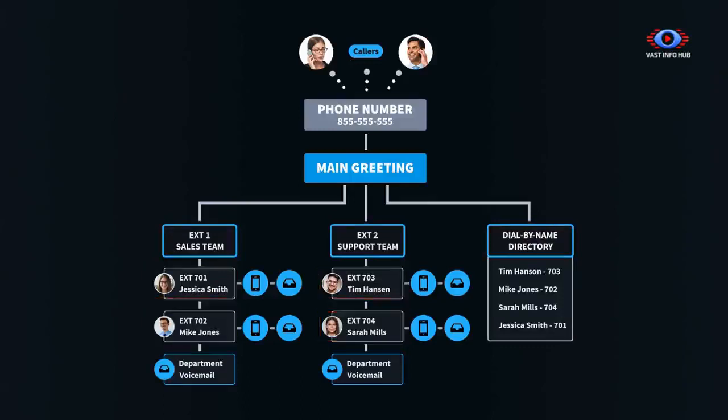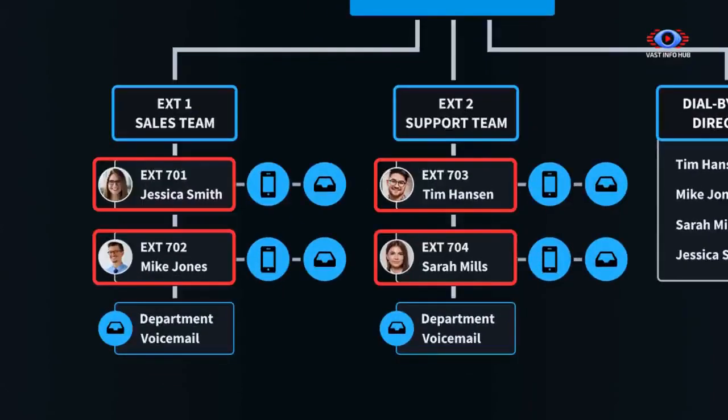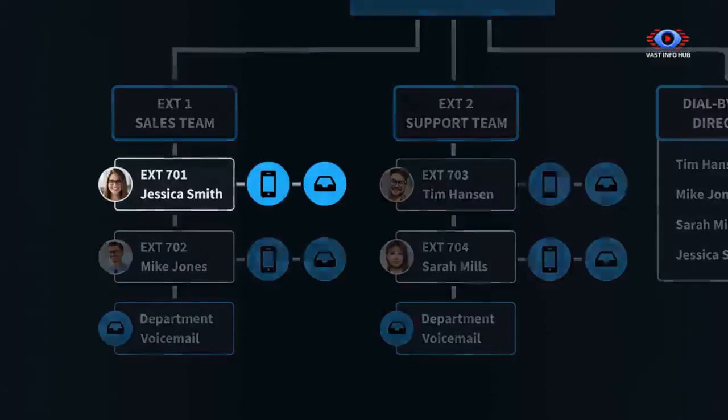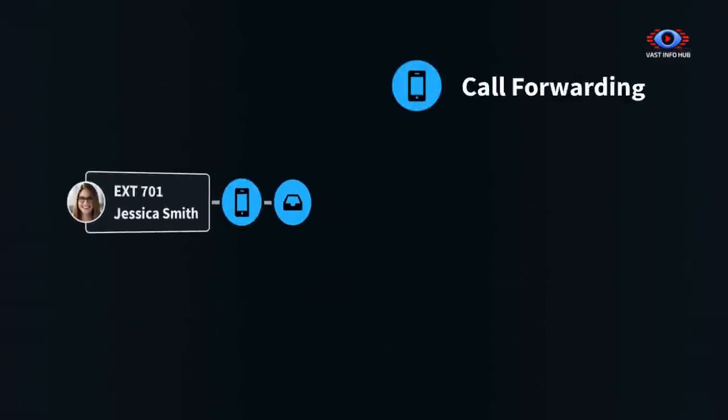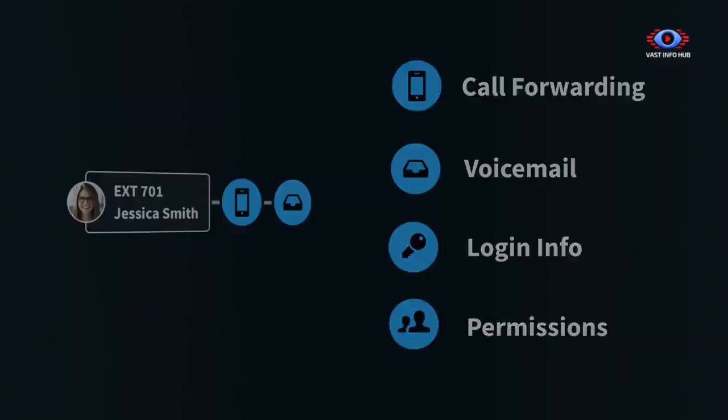Extensions control how your calls are answered after callers respond to the prompts offered by your main greeting. There are 3 types of extensions: employee extensions, department extensions, and dial-by-name directory. Employee extensions are 3 digits each and represent your phone system's users. Every member of your team should have their own employee extension, including you. You'll need an employee extension to sync with or log into your mobile app. Within each employee extension, you can customize call forwarding, voicemail, login info, and the permission settings for users.